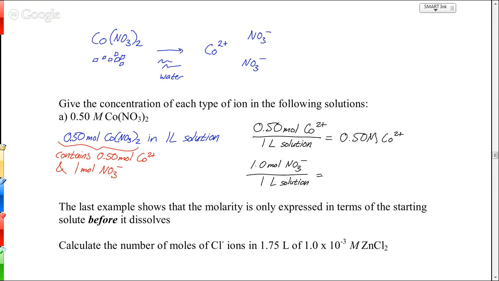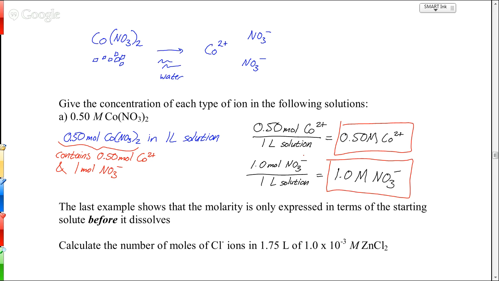One molar, right? Let's say 1.0 molar. This idea is a little bit tricky, because the idea that the ions might have a different concentration from the compound is not necessarily intuitive.